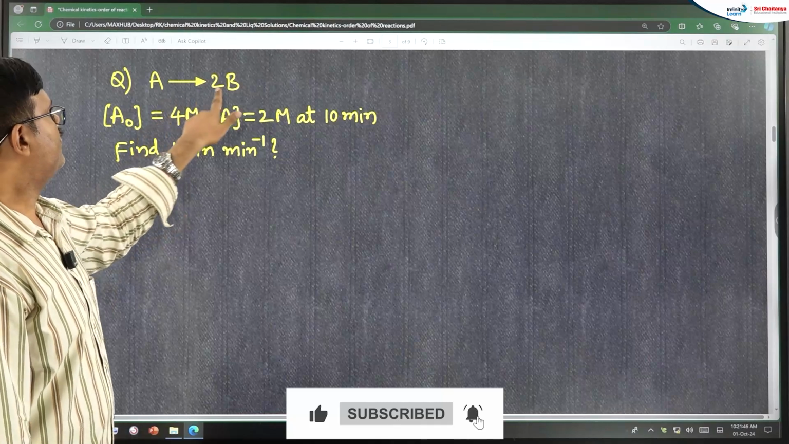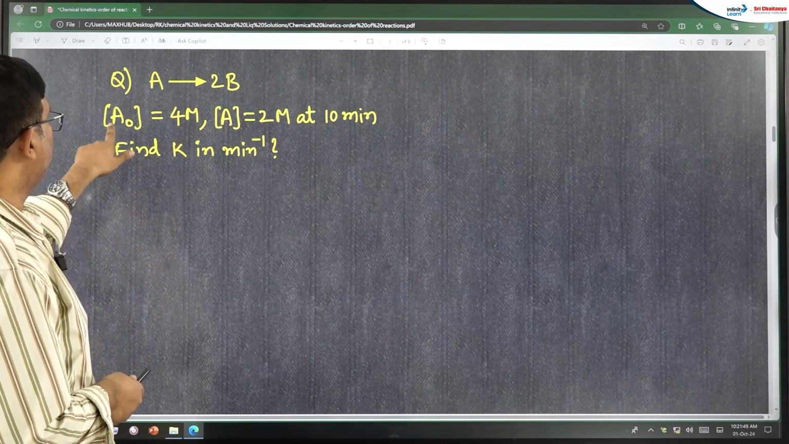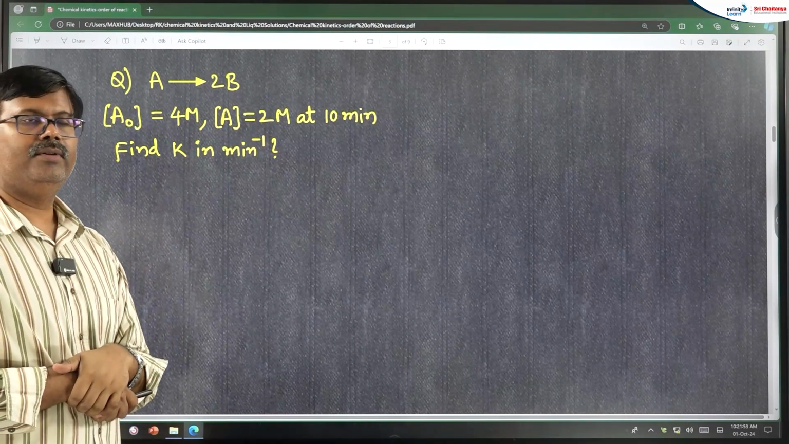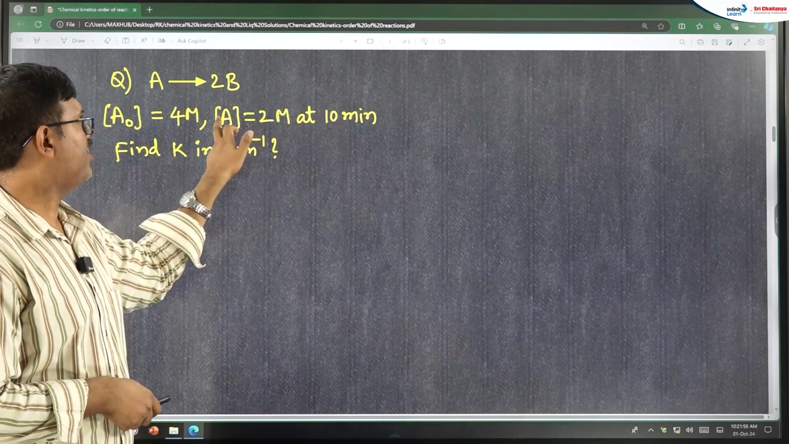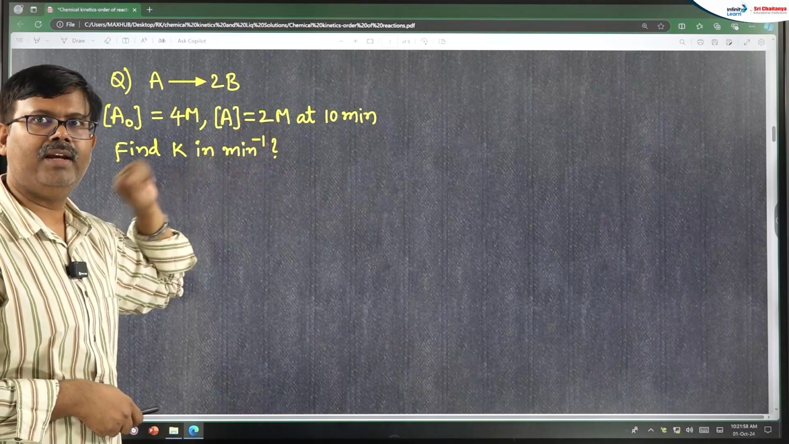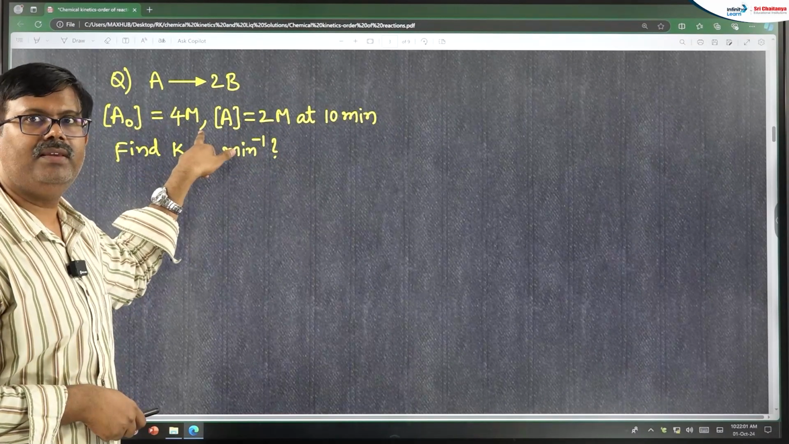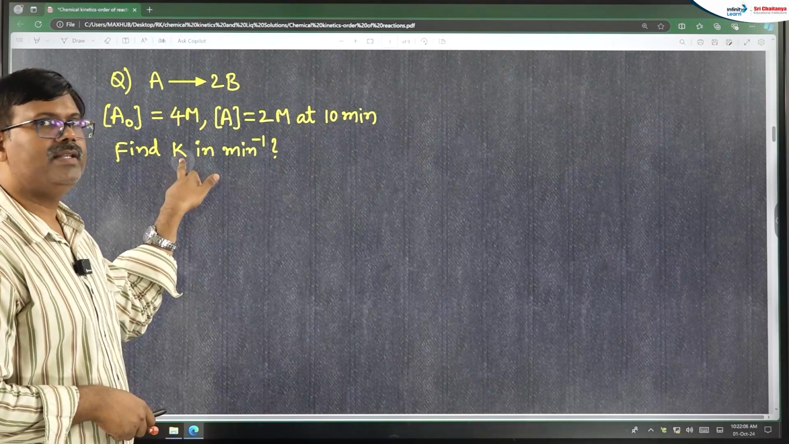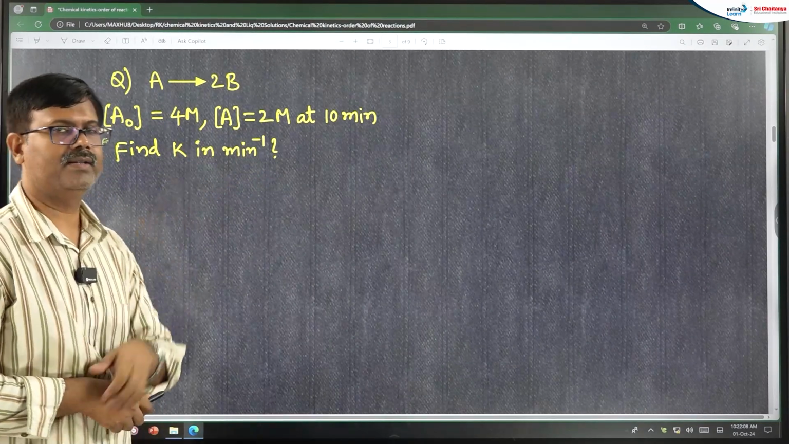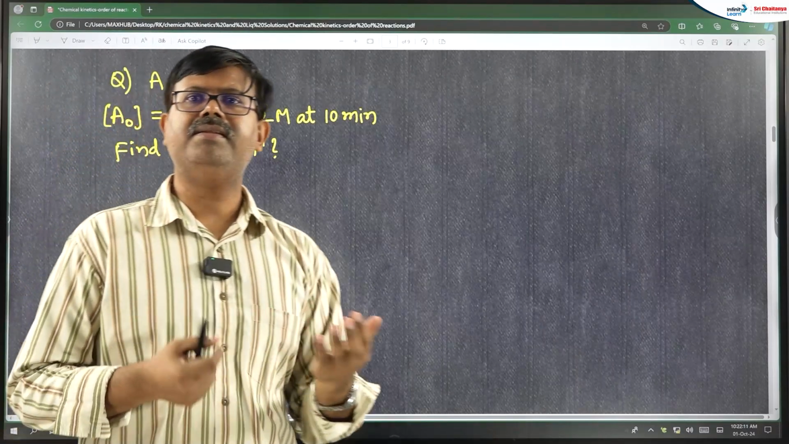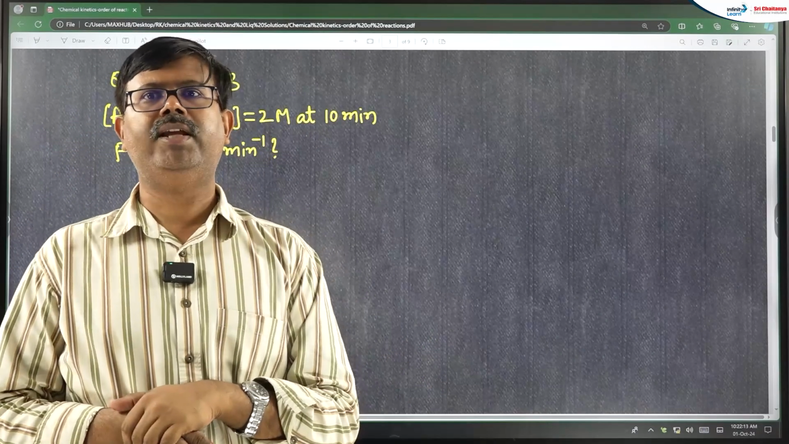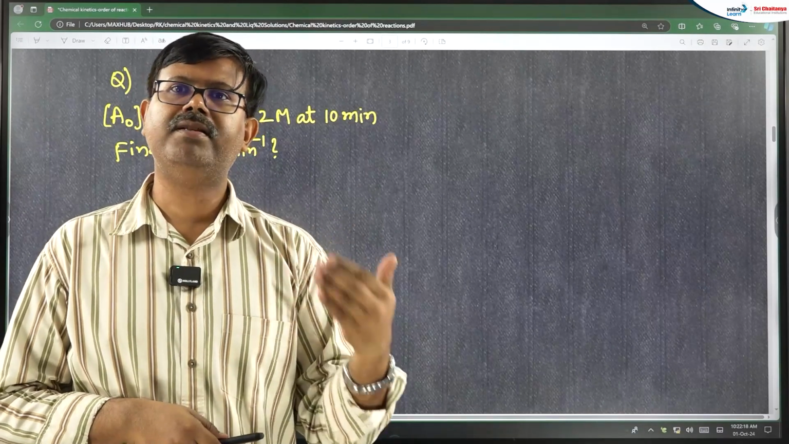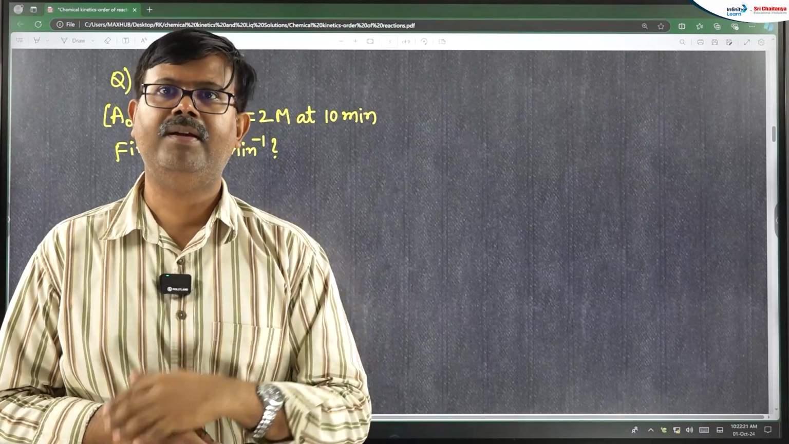See, A gives 2B. A naught is again 4 molarity, and A is 2 molarity at 10 minutes. At 10 minutes, concentration of reactant is 2 molarity. Initially, we began with 4 molarity. Find K, the rate constant in minute inverse. Now, we may think, sir, this is similar to the previous problem only. It is similar to the previous problem, but the formula we use here is not the same.